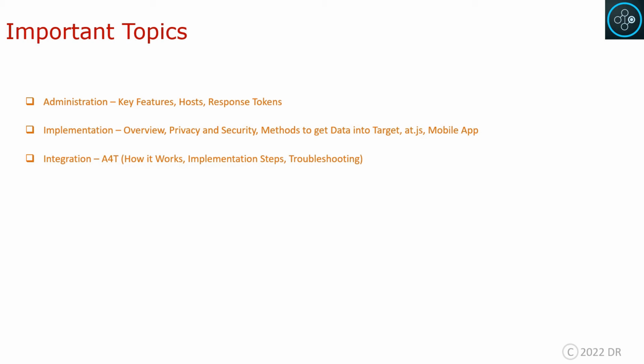When do you go for A4T? How do you select the reporting source as Adobe Analytics? All those steps you should know, right?